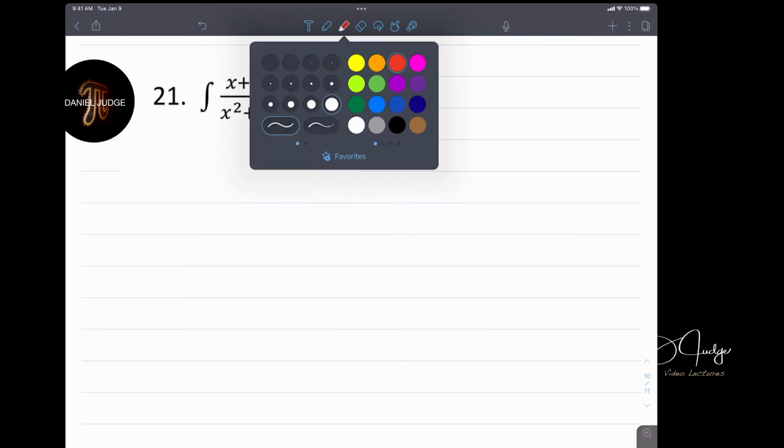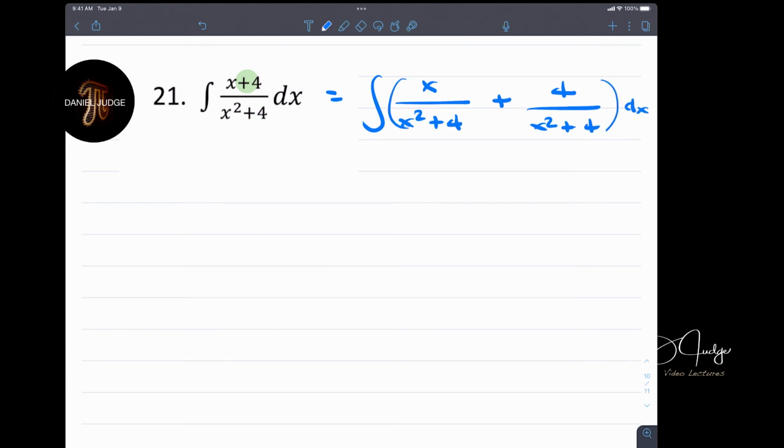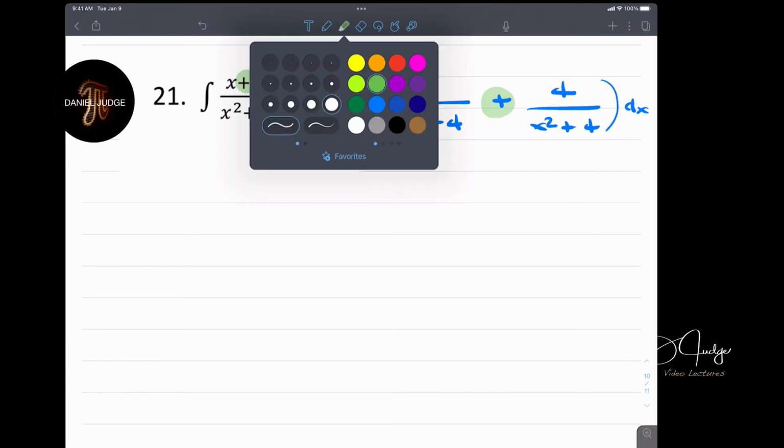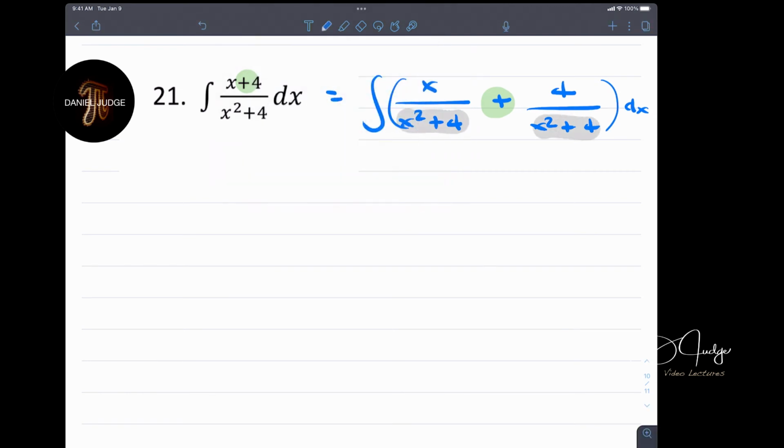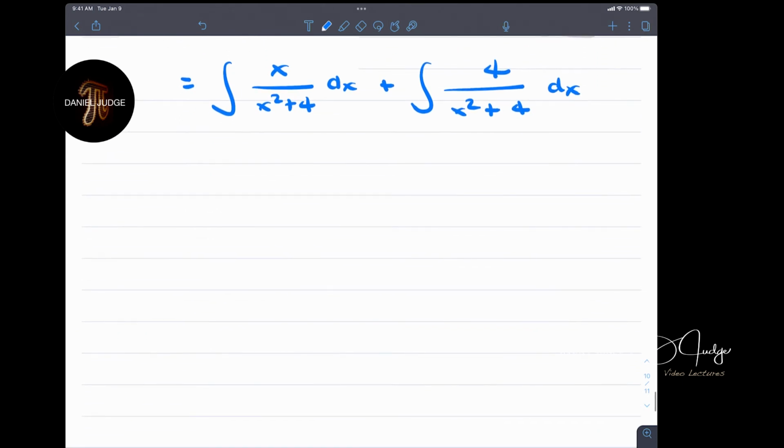Notice you have a numerator here that's composed of a sum now. Okay, it's a sum of two functions. So what I'm going to say is you can write this as x over x squared plus 4 plus 4 over x squared plus 4, and that'll be dx. Okay, so we're going to use properties of integrals here. Look at the sum of two functions where they have the same denominator. x squared plus 4, the same denominator. Now, the integral of a sum is the sum of integrals: x over x squared plus 4 dx, plus now this is a 4 over x squared plus 4 dx. So there's two integrals here.